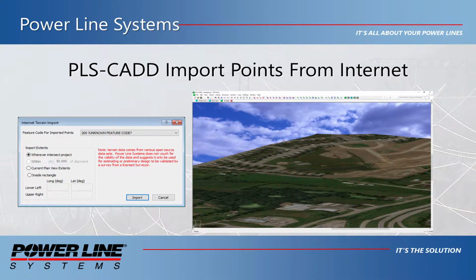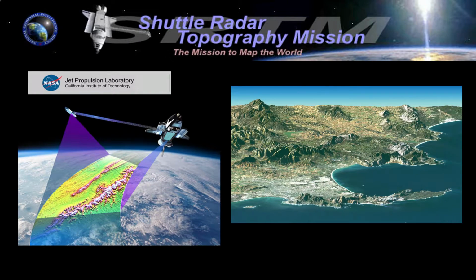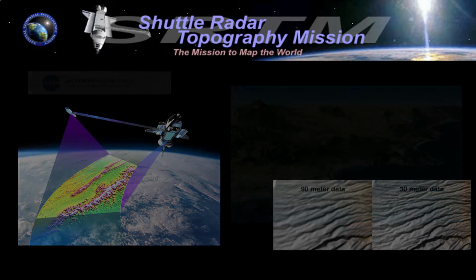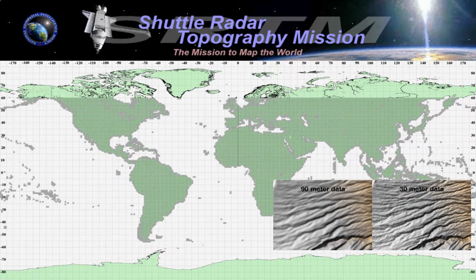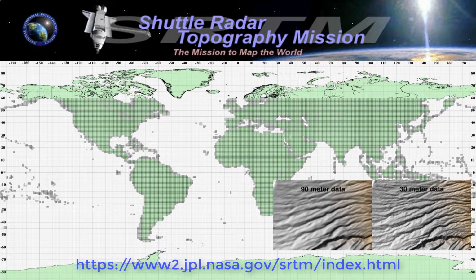With the release of version 1558, PLS-CADD now has the capability to download XYZ elevation point data for your project virtually anywhere in the world. Using data from the Shuttle Radar Topography Mission, or SRTM for short, PLS-CADD has access to elevation data for almost the entire globe. This data has an XYZ point every 1 arc second, which is about every 30 meters or 98 feet. You can view the SRTM webpage by clicking the link below.